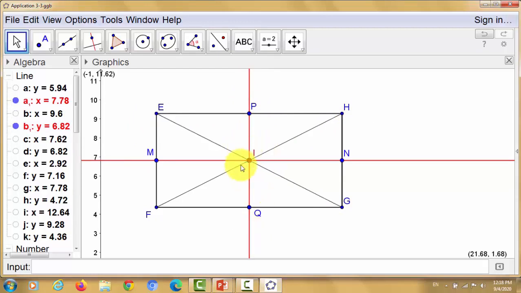The center of symmetry is the point of intersection of the diagonals. I'll show you that. I will take any point on the rectangle, for example P. Look for PI, it is 2.46. I will measure also IQ, it is 2.46. Then Q is the symmetric of P with respect to I. So I is the center of symmetry of the rectangle.